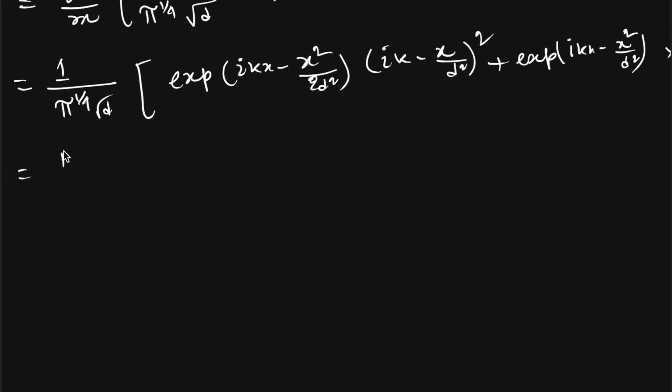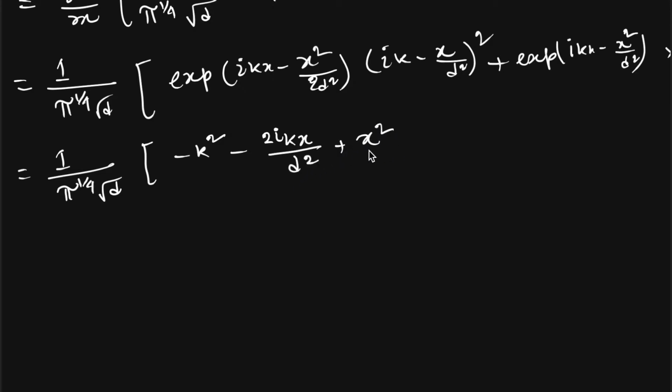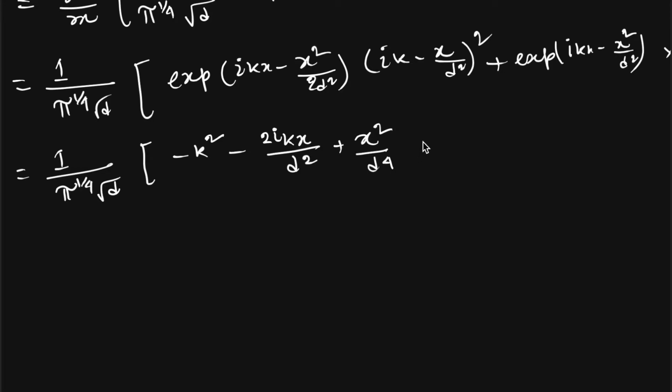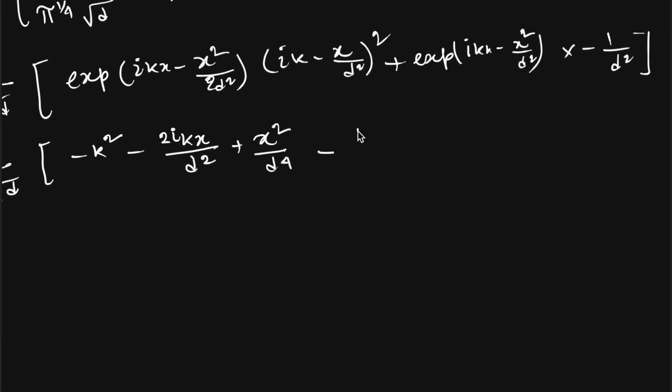So it is actually 1 by pi to the power 1/4 root d, minus k square, minus 2i kx by d square plus x square by d to the power 4, minus 1 by d square, exponential i kx minus x square by d square.